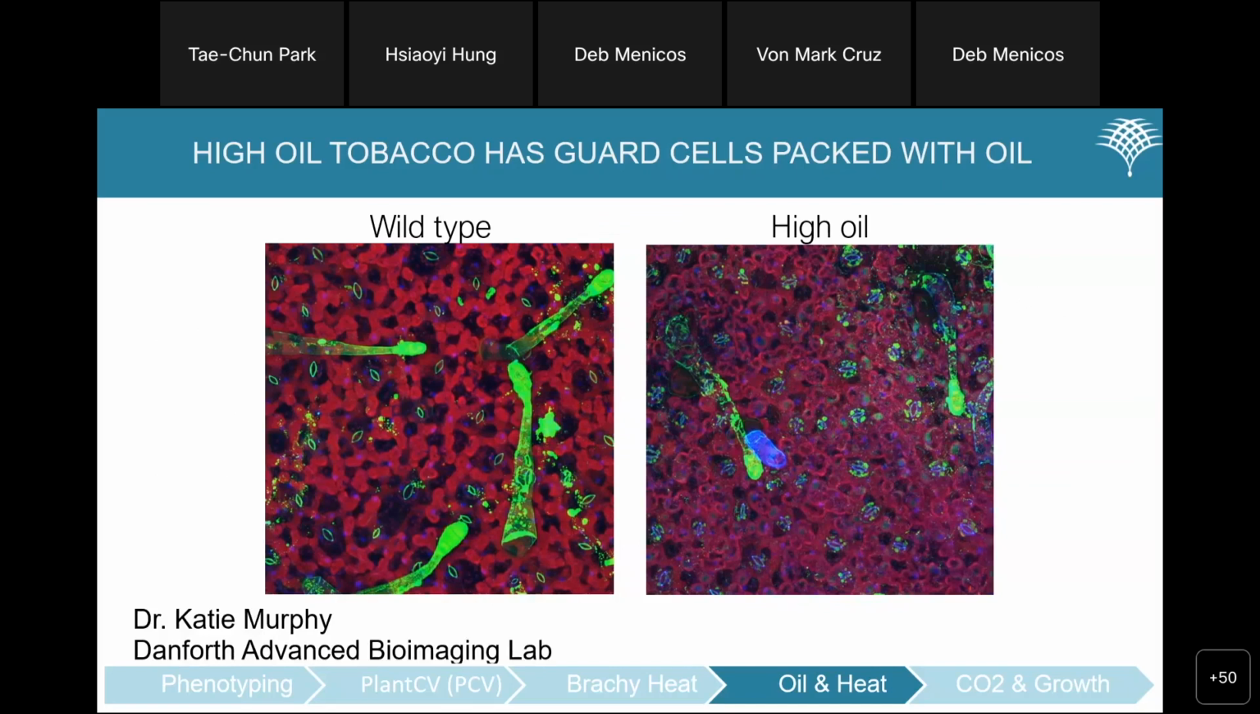So here you can see in the wild type, there's a lot of oil, which is in green again, packed into the trichomes of the surface of those leaves. And then you'll notice that there's a very thin line here that's sort of the guard cells in the stomata. But here in the high oil tobacco, you see a lot more oil packed into the stomata. And so we have a couple of hypotheses, that perhaps there's actually a physical barrier for those stomata to close because they're packed with these oil bodies.